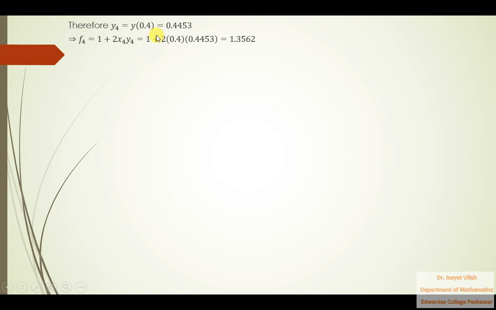Now, in the same way, calculate the value of the function for x4 and y4. The function is 1 plus 2xy, so f4 is 1 plus 2 x4 y4, replacing x4 by 0.4, and y4 by its value 0.4453. Calculate this sum, we will get f4, which is 1.3562. This is f4.